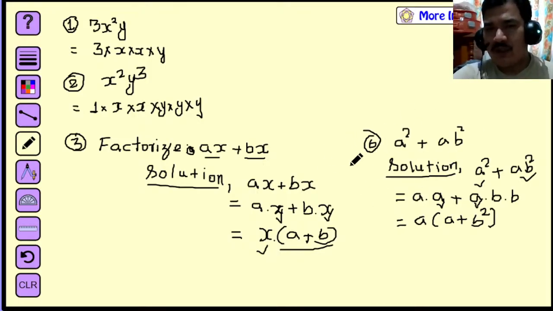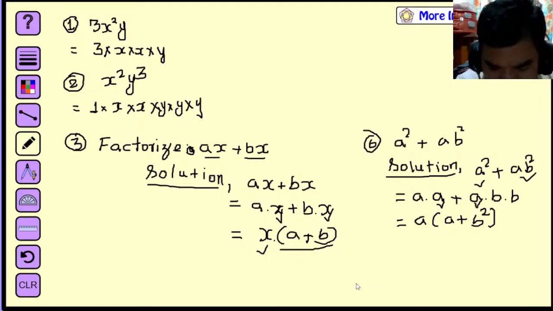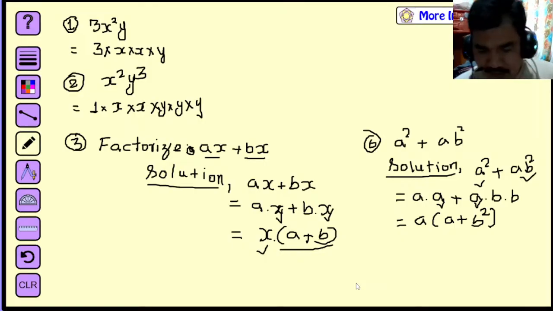This is the first method to factorize a binomial. If there is a common factor, first of all take common, then only go forward to the next step. First of all, we have to check if there is a common factor, and we have to take it common. Children, this is factorization one.